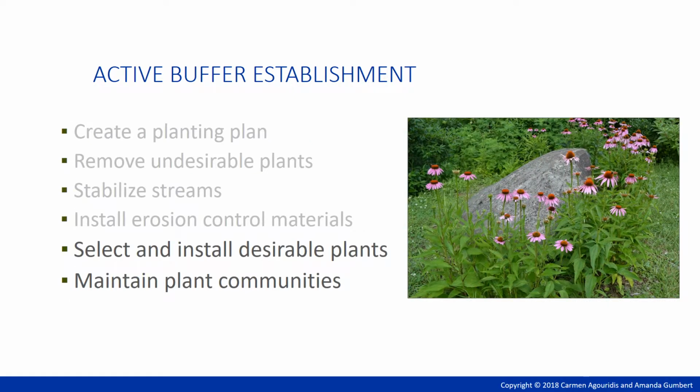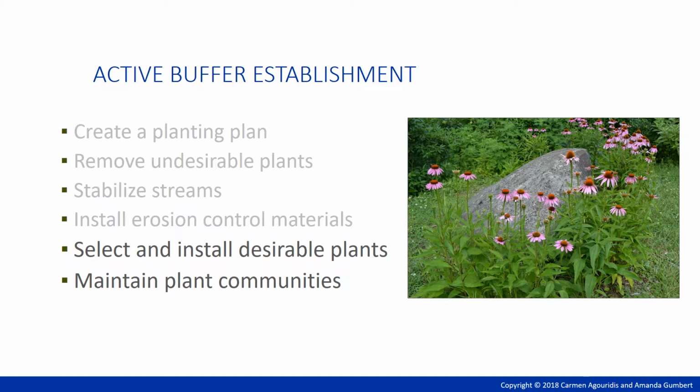The next step is selecting plants. Selecting plants for your stream buffer may be one of the most challenging components simply because of the vast number of plant options available. To begin, include a combination of trees, shrubs, and herbaceous plants in your plan. Having multiple types of plants will provide diverse root systems to hold soil in place and absorb excess nutrients.